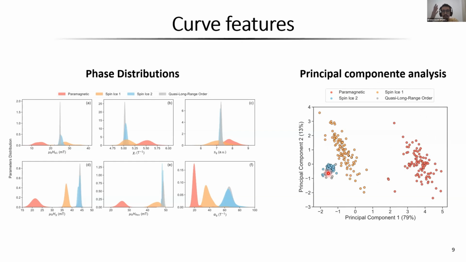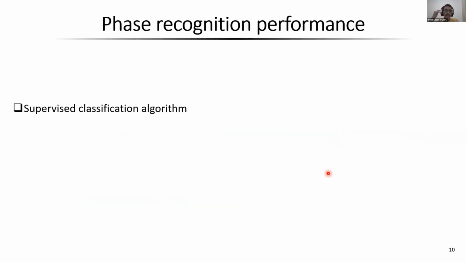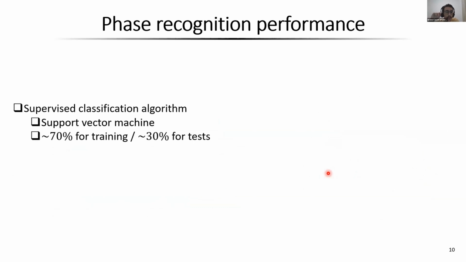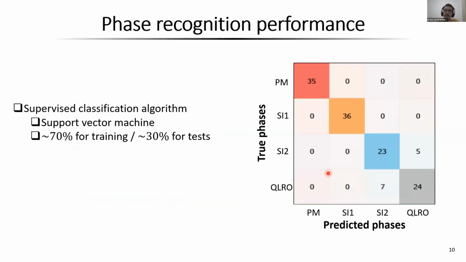And our final task was to use a supervised classification algorithm to predict the phase of the initial microstate given only the curve parameters. So to do that, we used a support vector machine. 70% of our data set was used as training to classify the remaining 30%. And this is our result.